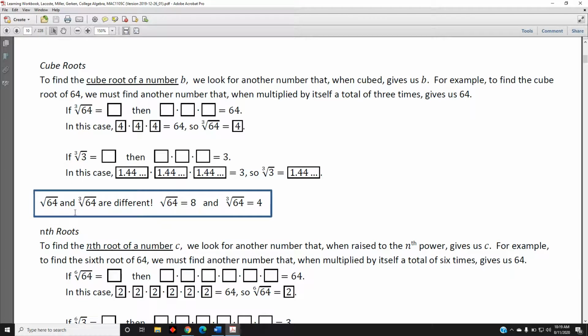Notice, this tells us that the square root of 64 and the cube root of 64 are different. The square root of 64 equals 8. The cube root of 64 equals 4.